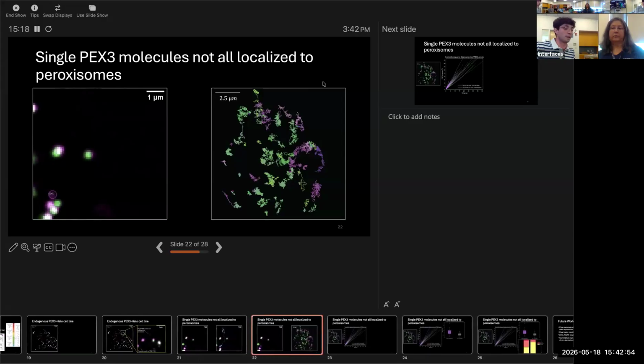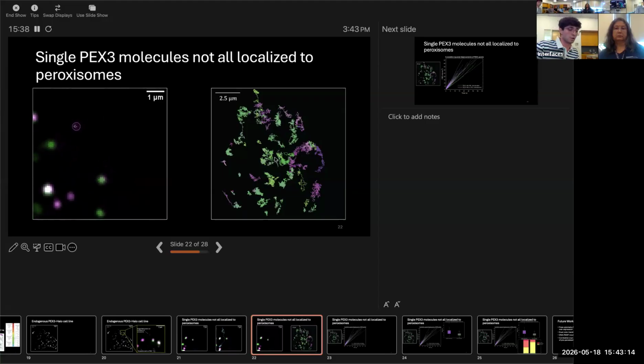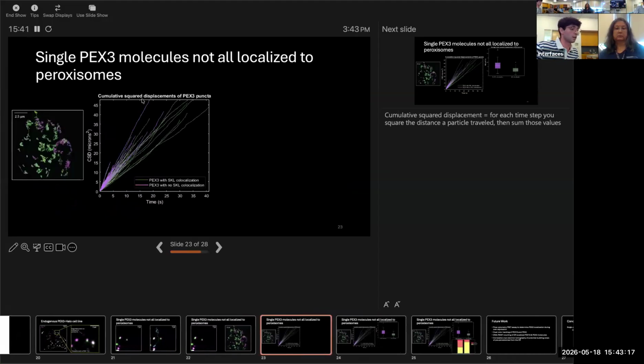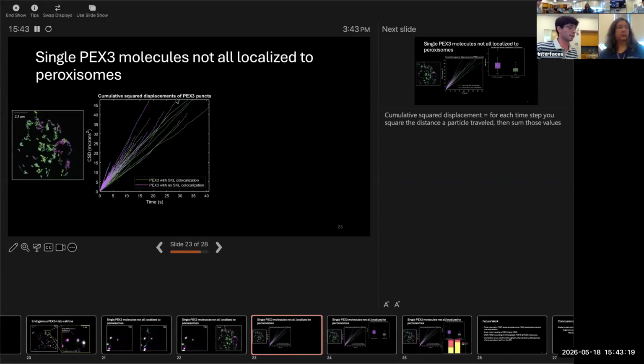But more interestingly, we can actually examine all of the trajectories that would be in this movie. In the purple here, I have the trajectories of PEX3 molecules where they are not localized to a peroxisome. And in the green, I have trajectories of PEX3 molecules that are on peroxisomes. So we can look at the cumulative square displacements of these different PEX3 molecules. In the pink, I have, again, no co-localization with the SKL signal, and the green means that the PEX3 is.